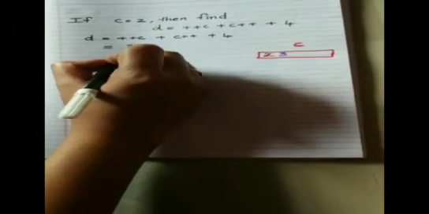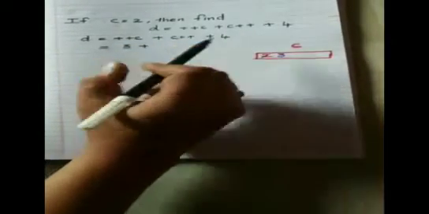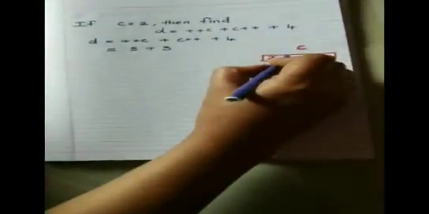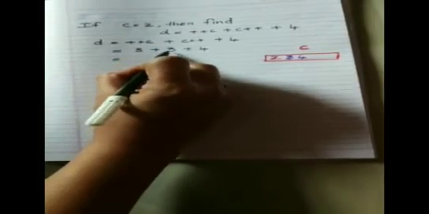++C is 3, plus, next is C++. C++ is postfix, that is you have to take this value then change. So I am taking the value 3 and then change, so 4. Plus 4, that is 3 plus 3 is 6, 6 plus 4 is 10. So your final value of D is 10.